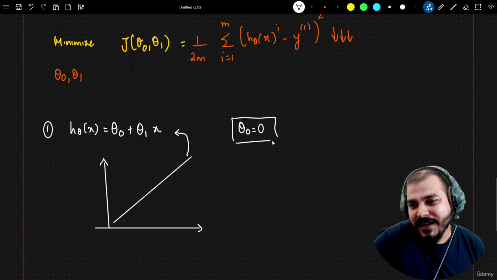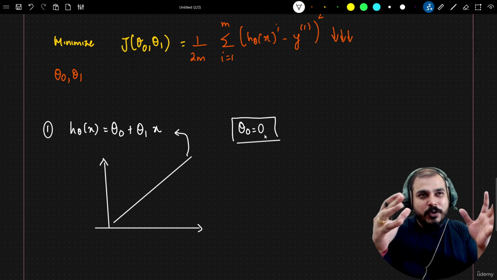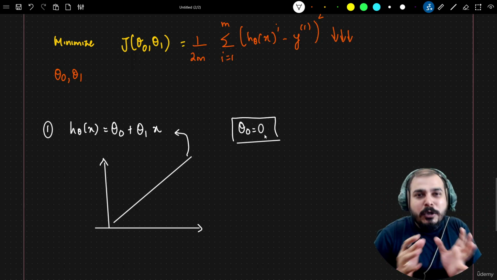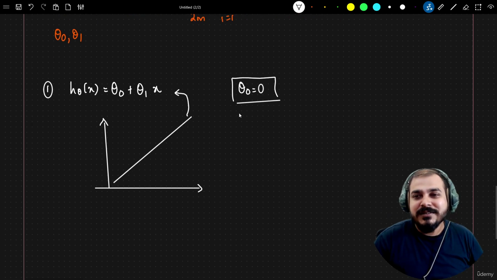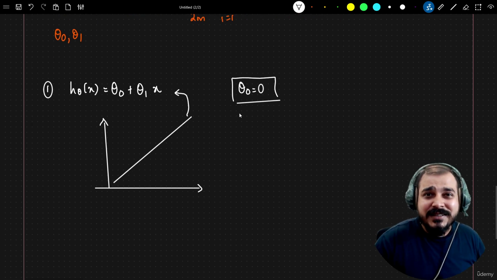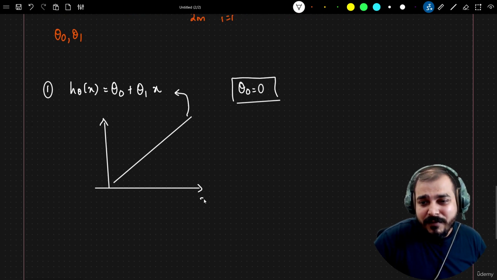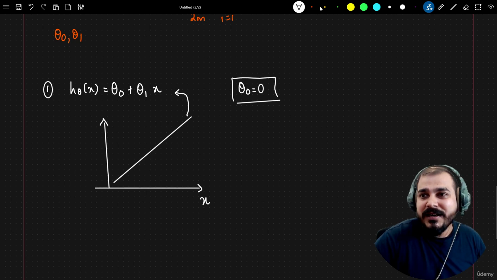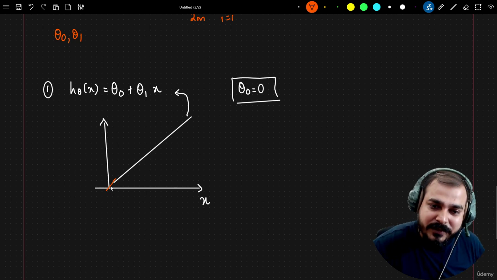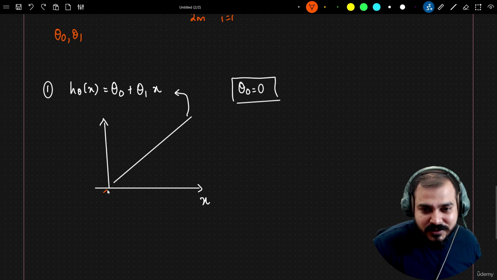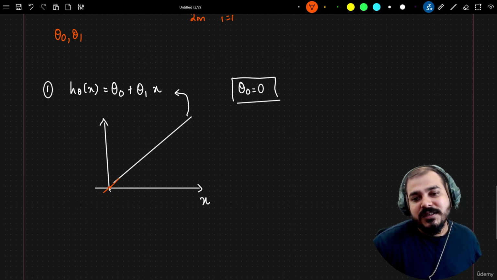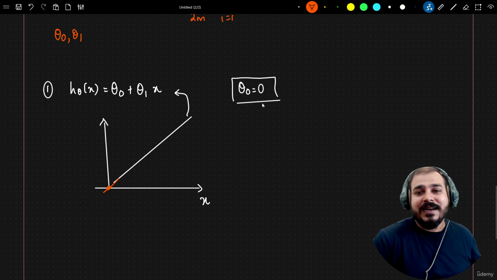There is a reason why I'm saying this, because I really wanted to show you everything by drawing it in a 2D diagram. So let's consider theta 0 is equal to 0. If I say theta 0 is equal to 0, that basically means when my x value is 0, the line is passing through the origin, right? This line is basically passing through the origin. So this intercept is exactly 0.